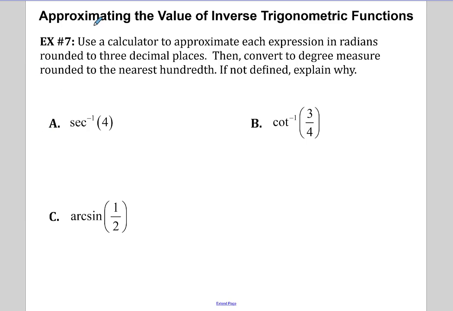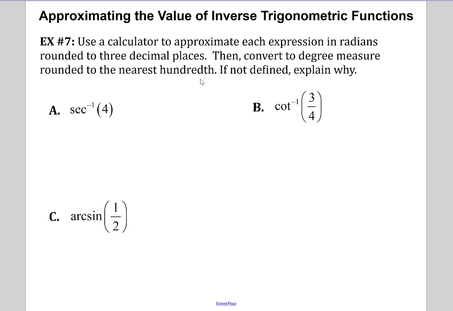And then finally, this is all about using the calculator. And again, we're going to convert from radian measure in 3 decimals, and we're going to also write degree measure to the nearest hundredth in 2 decimals. So let's give that a go.